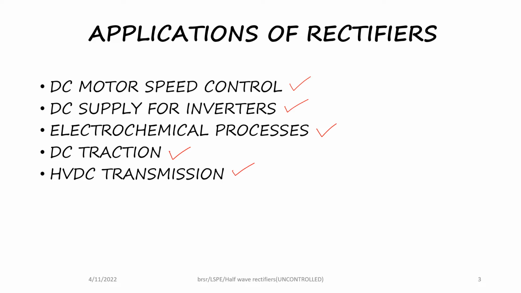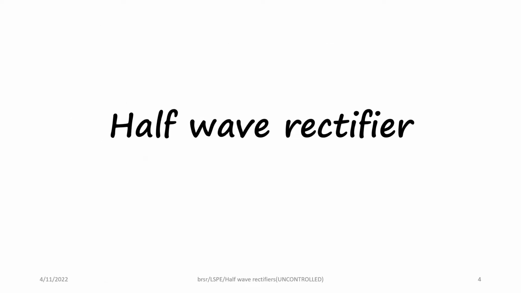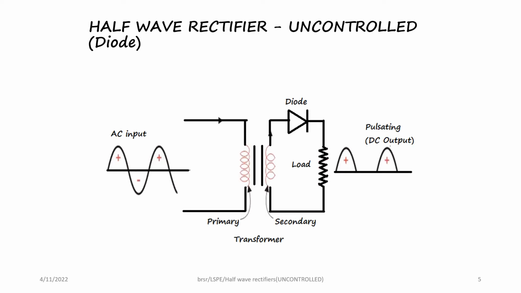Let us see the half wave rectifier, an uncontrolled rectifier which uses diodes for the rectification purpose, in detail here. The input for a rectifier is alternating current and the output is direct current. This is a half wave rectifier where only one diode is used.